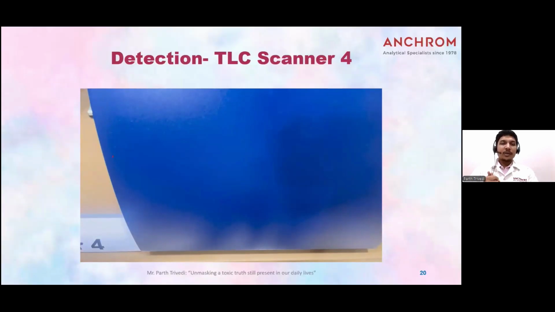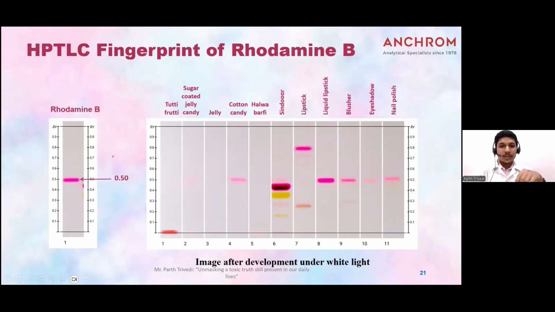The scanner is actually used for quantification, but we are using it for the spectrum purpose here, so that we can check whether the band we are seeing is actually a rhodamine band or some other dye. That's why we have done this. So yes, you can see the white light image of rhodamine B. This is the standard over here. You can see it at an RF of 0.5. This is the rhodamine over here.